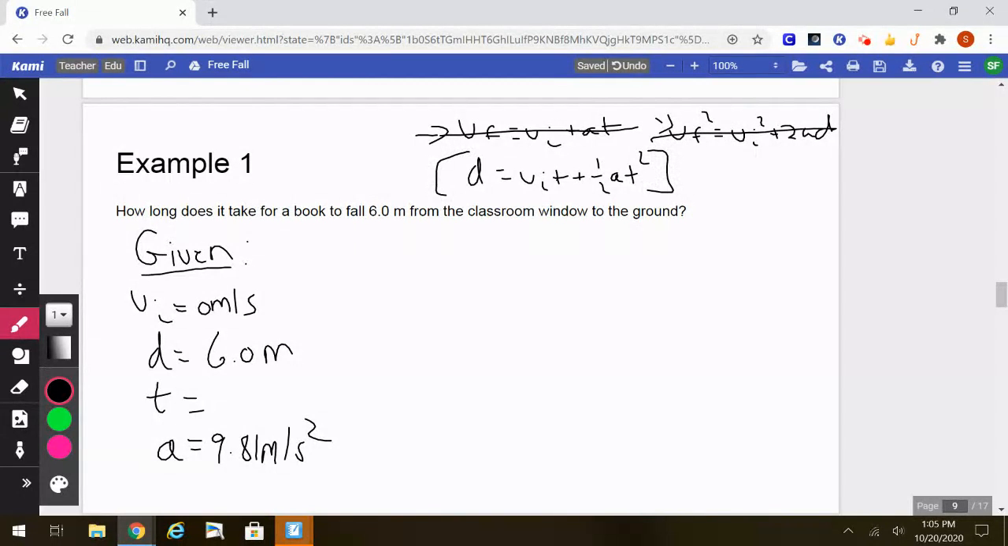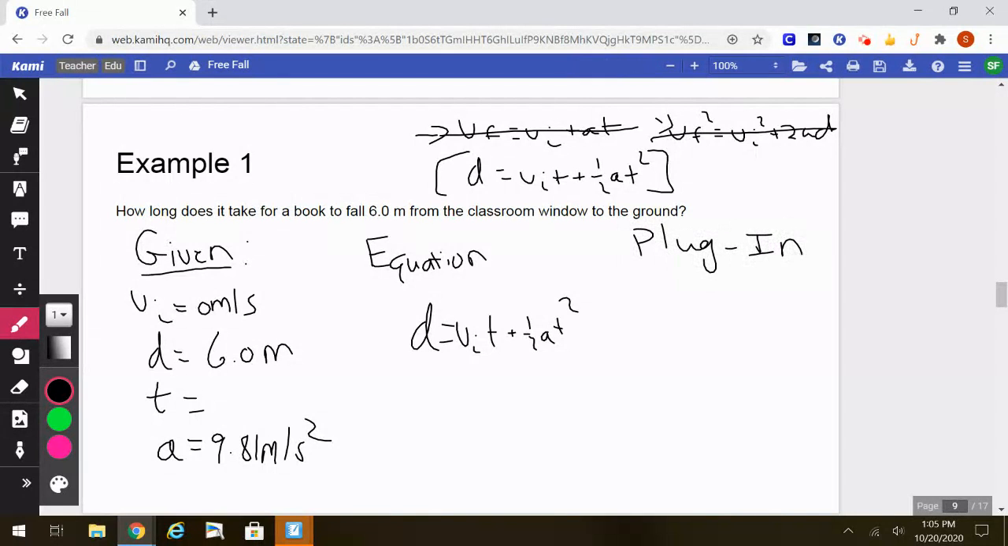This is a winning equation, right? So writing out our equation: D equals VIT plus 1/2 AT squared. Now let's do our plug-in. Our distance is 6 meters. Our initial velocity is 0, so that's going to be times t, and we know anything times 0 is 0. Plus 1/2, our acceleration is 9.81 times t squared.